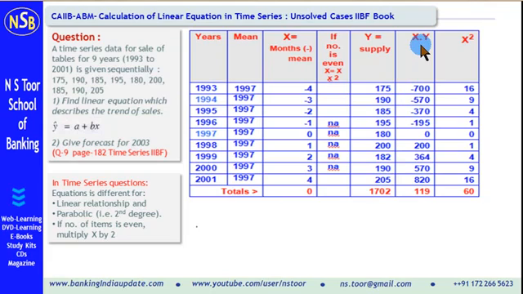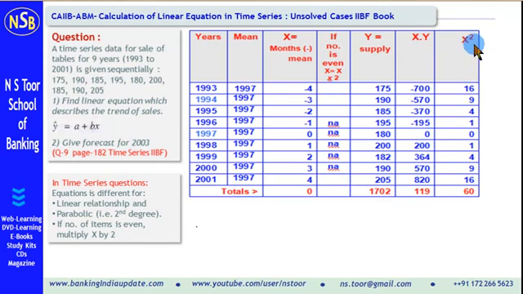In the next column, we find the value of xy, that is, x value multiplied by y value. So minus 4 multiplied by 175 gives minus 700. In this way, we calculate the value for all the years and place them here. We total it up, and the total of y comes to 1702. The total of xy will be 119, because there are certain negatives and certain positives, so ultimately this is the total.